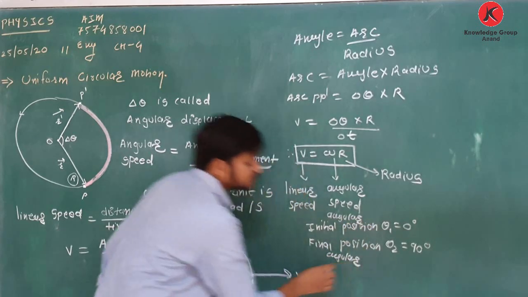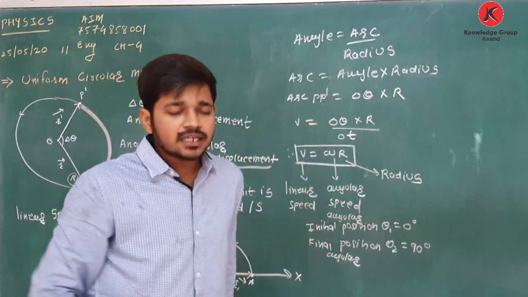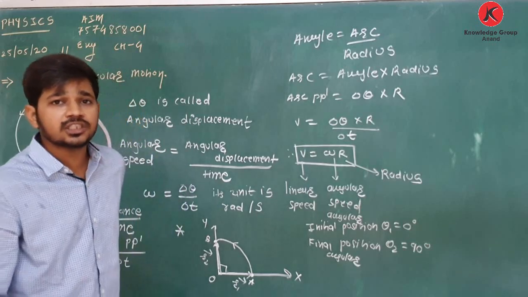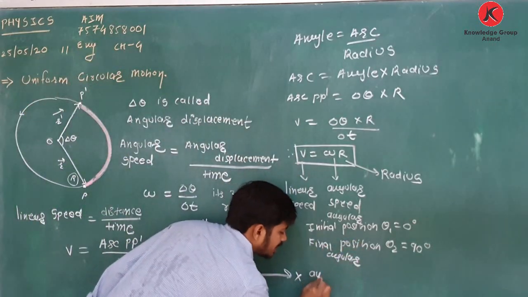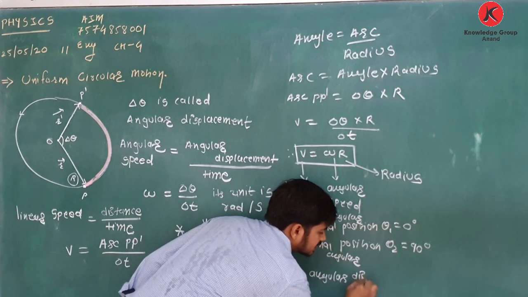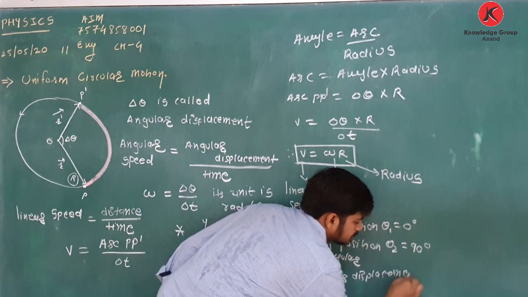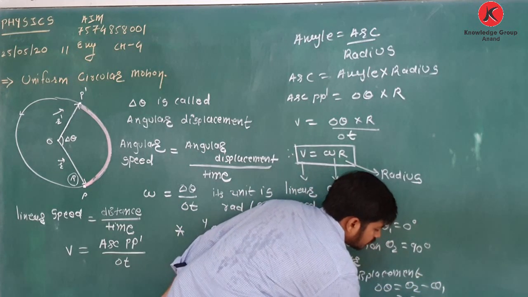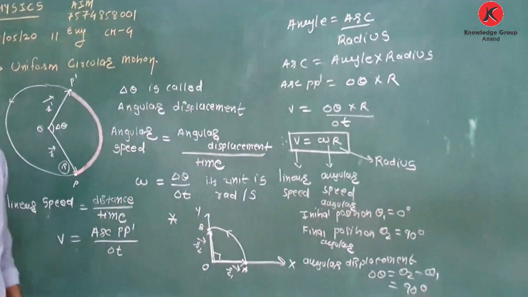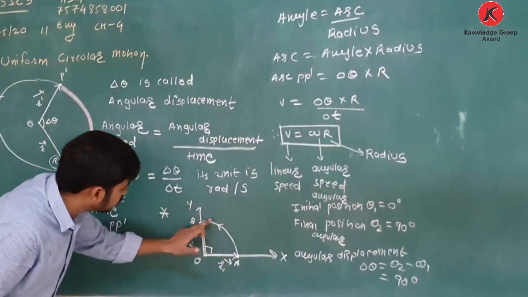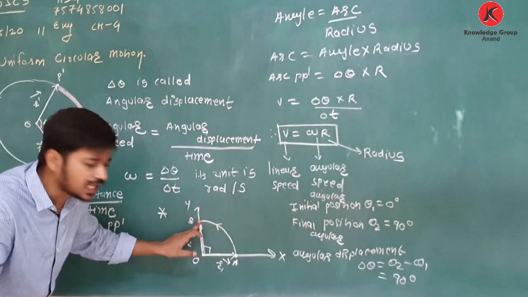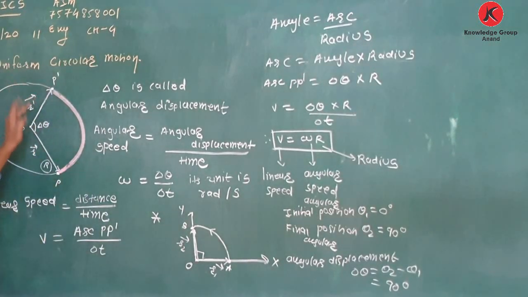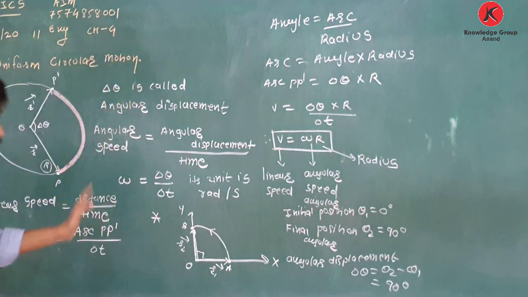Okay, so what is displacement? Yes, you know the definition of displacement. Displacement means change in position. So angular displacement means change in angular position. Here the angular displacement delta theta is equal to theta 2 minus theta 1, which is equal to 90 degrees. Yes, the object is moving from this point to this point. So what is the change in angle? 90 degrees. Similarly, here the change in angle is delta theta. So yes, it is a new concept for you.